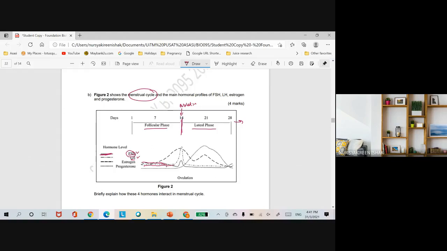Okay, so as the follicle grows, and before ovulation occurs, as you can see, there is a surge of LH secretion, akan peak. Okay, so the peak of LH secretion will have to occur before day 14. Ingat, the surge of LH will have to occur just before ovulation. Why? Because LH will cause the mature follicle to rupture and release secondary oocyte.